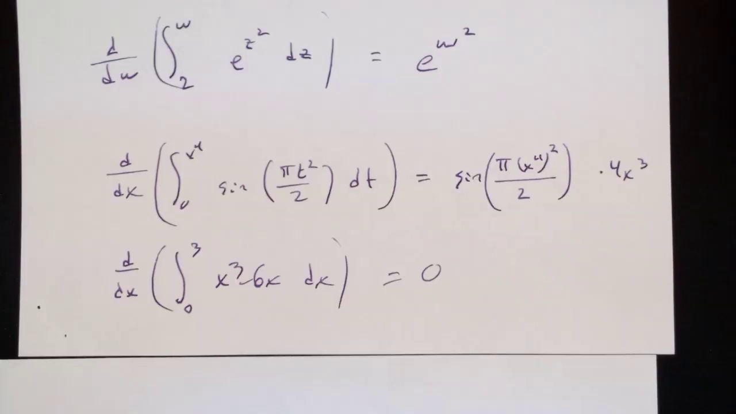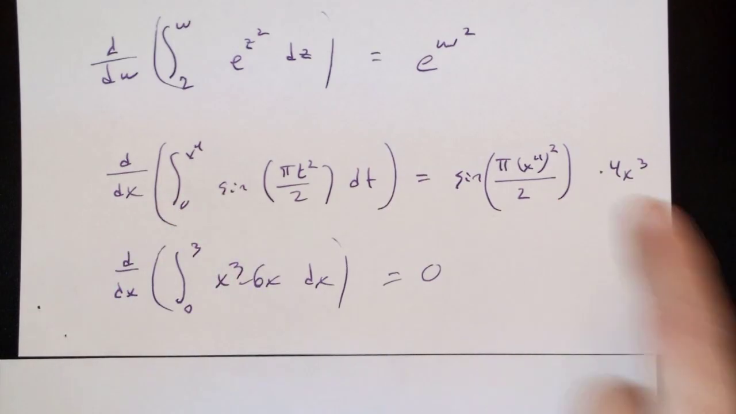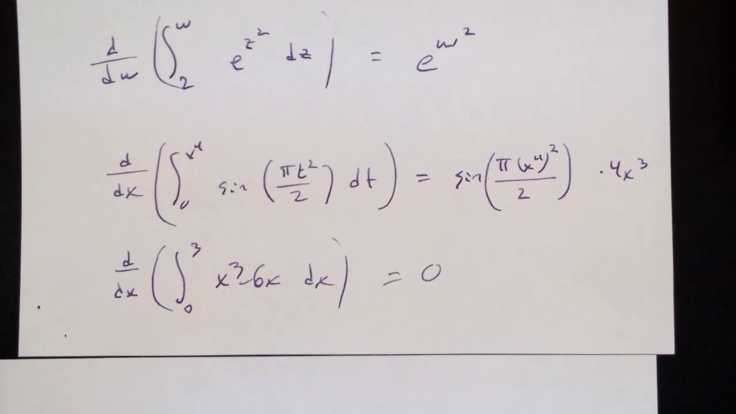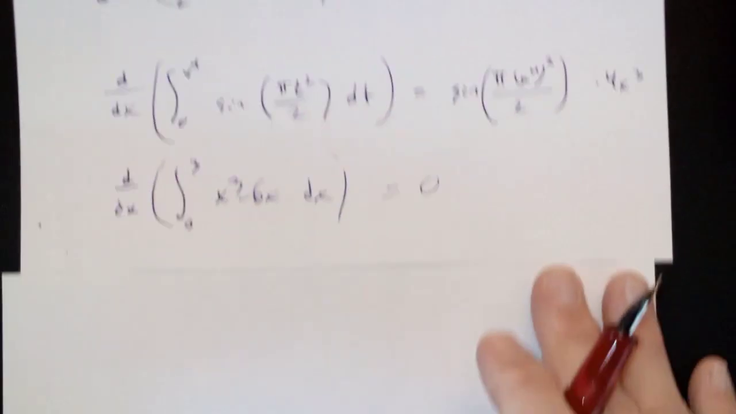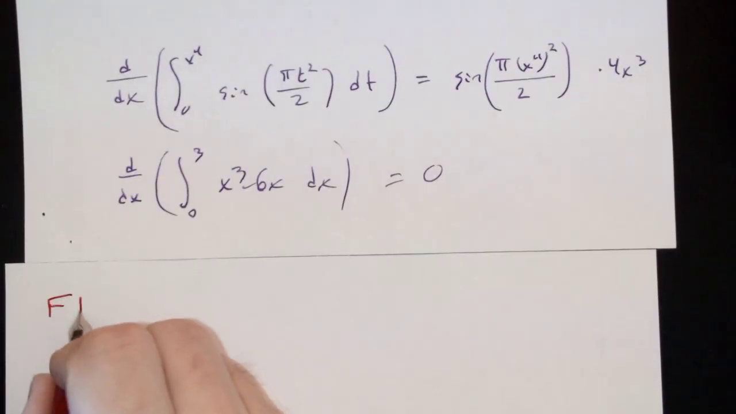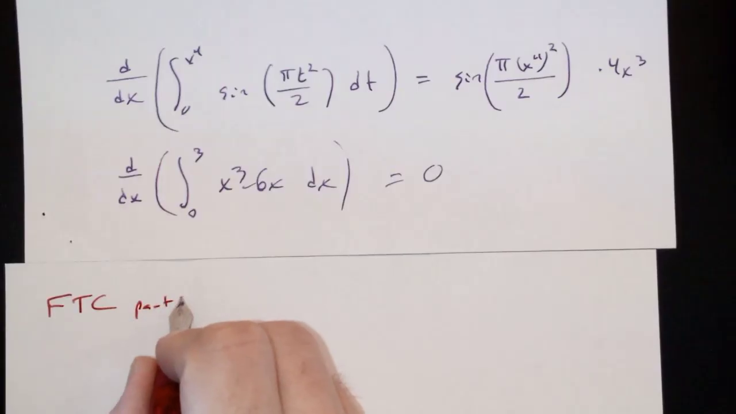So if a derivative undoes an integral here, can't I say it the other way? That an integral should undo a derivative? Isn't that what we spent the end of chapter 4 talking about? Working our derivatives backwards? Fundamental theorem of calculus part 2.